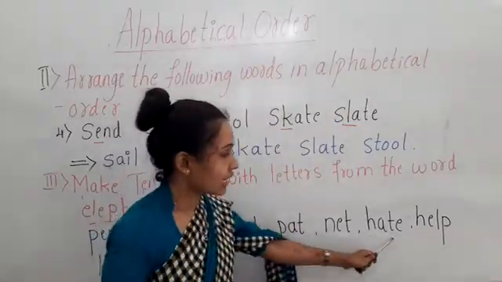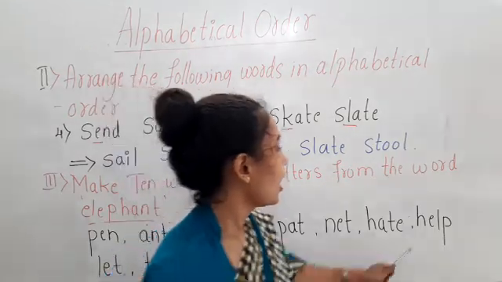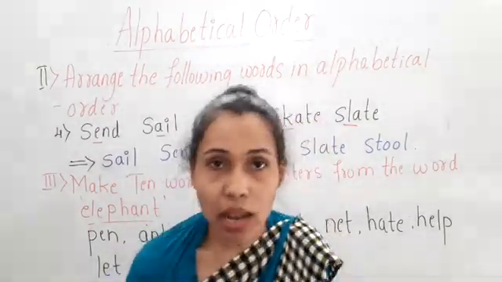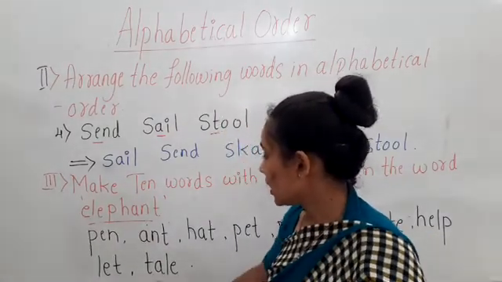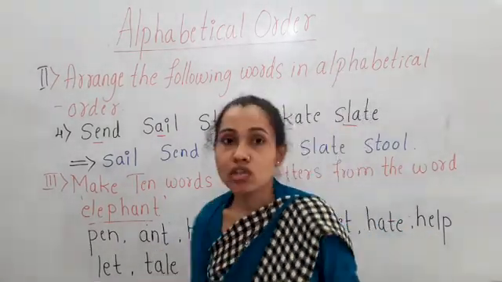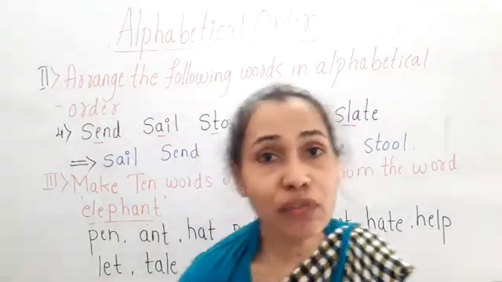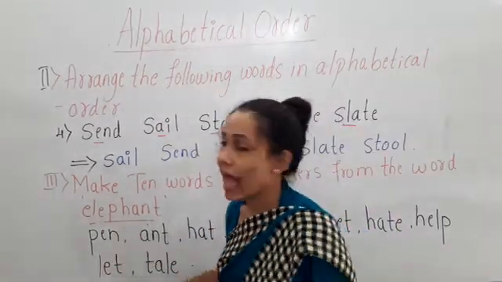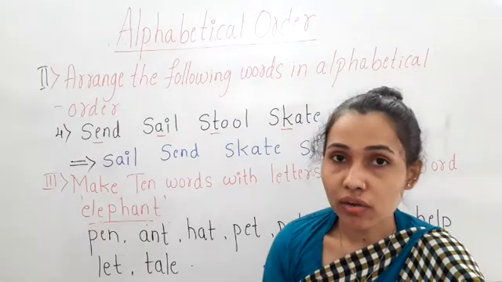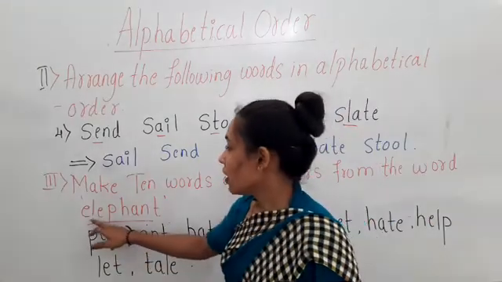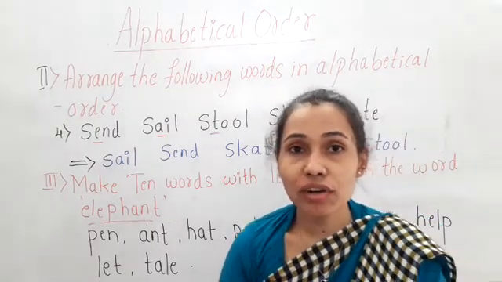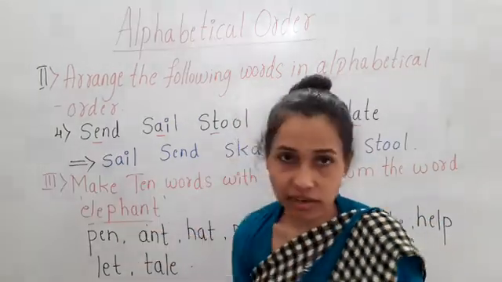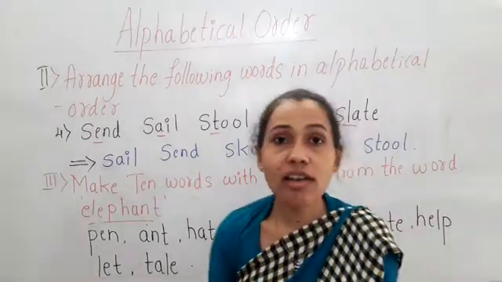Then HATE, hate. HELP, help. LET, let. TALE, tail. So like this, we can create different words by using the word elephant. Children, by using the letters of the word elephant, we can create many different words. So I have created 10 words here, children.